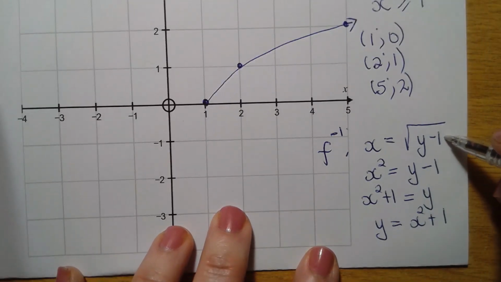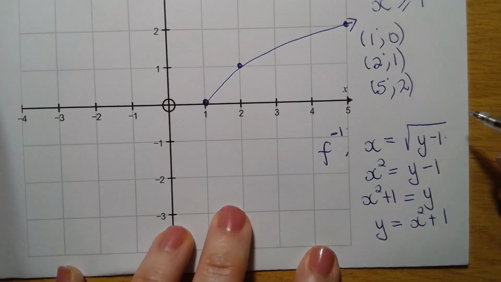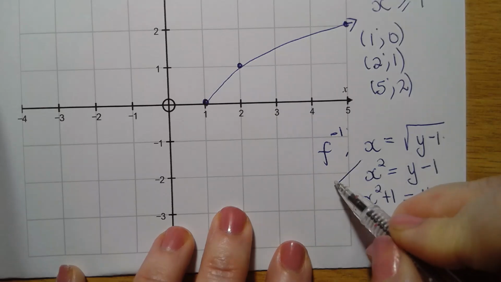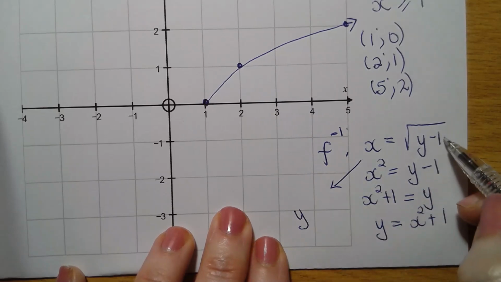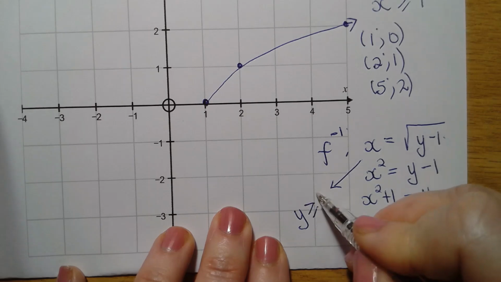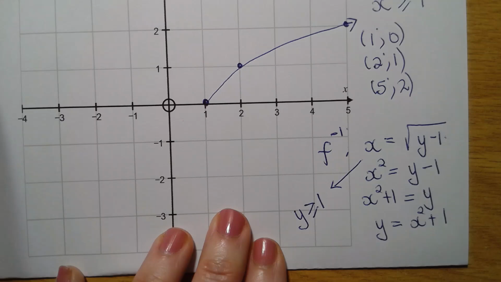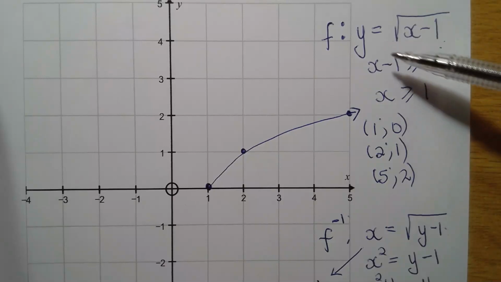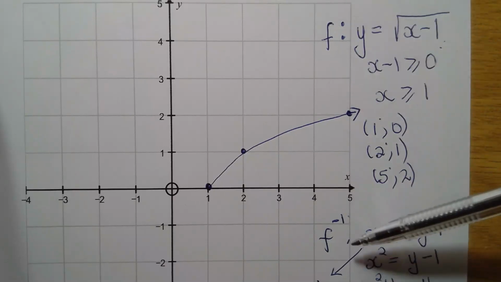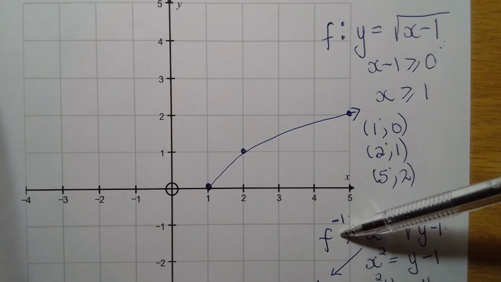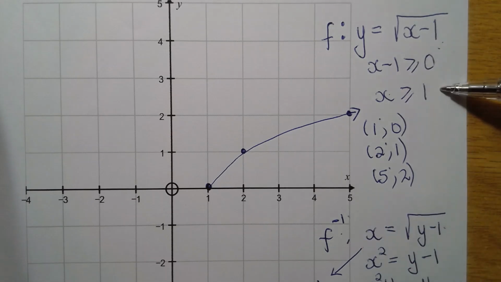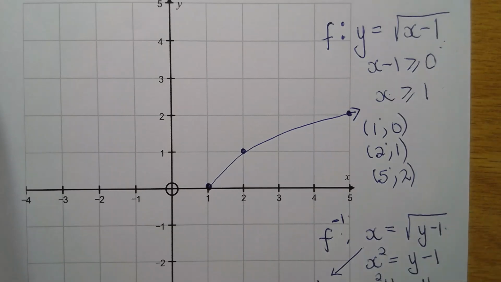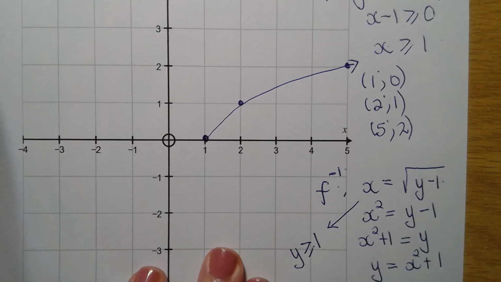But at this point, I would be able to see that there is a restriction on y, and that in actual fact, from here already, I would know that y minus 1 has to be greater than or equal to 0, so y would be greater than or equal to 1. And that makes perfect sense, because remember we said the domain of the function becomes the range of the inverse. So here x is greater than or equal to 1, interchange x and y, so in the inverse y must be greater than or equal to 1.